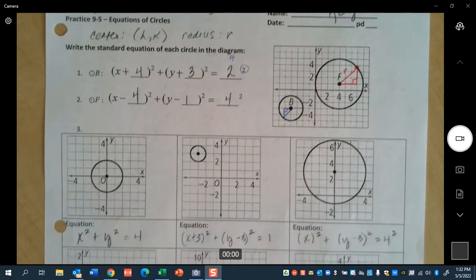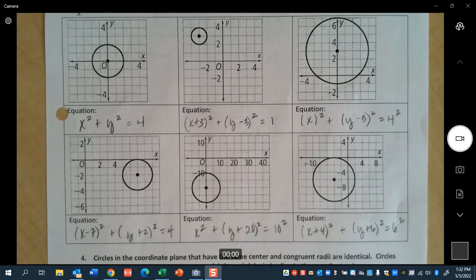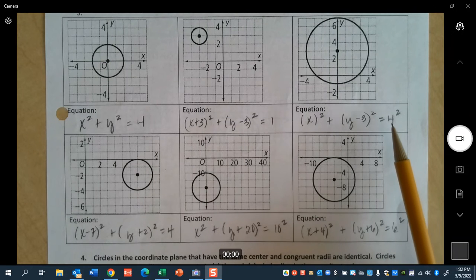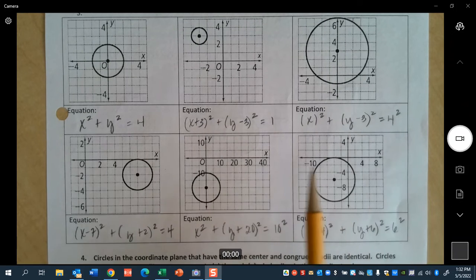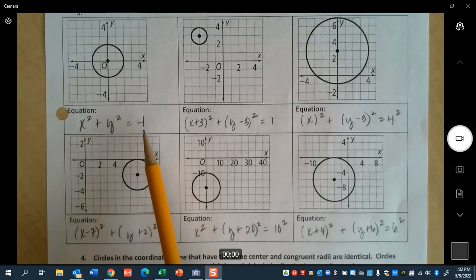Okay, so for these next 6, we gave you the circles, and we have to be careful about looking at the scale of our graphs. So here I'm counting by 10s, and here I'm counting by 2s for those last 2. So you need to be very careful. So check your work with mine. And you can see whether I call it 10 squared or 100, whether I call it 6 squared or 36, 4 squared or 16, or 2 squared.